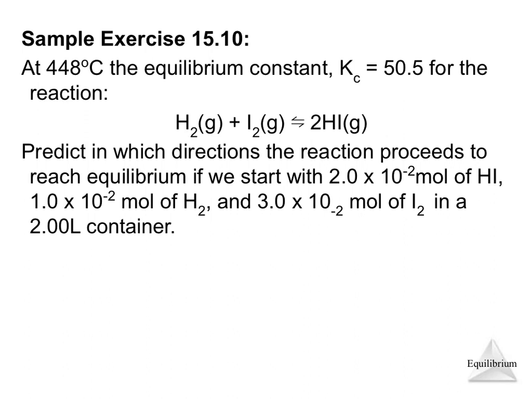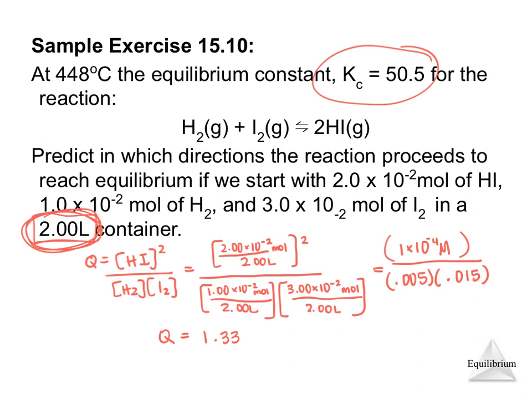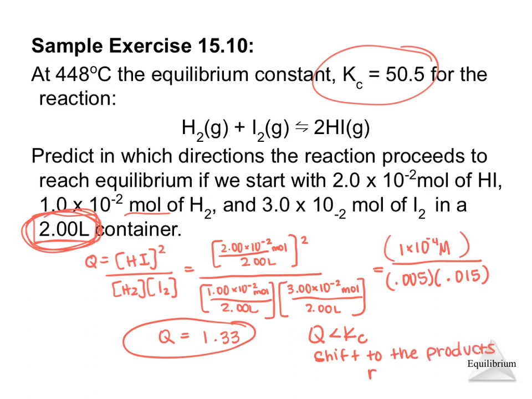Let's try one more. You guys try it, and then check your answer. Okay, so one reminder is that we're given values in moles, but we're in a 2-liter container. So make sure that you take each of those values divided by 2. And what I found was Q equals 1.33. So if we're comparing our Q and our Kc, Q in this case is less than our Kc, which means that we had more reactant. So it is going to shift to the products, which is to the right.